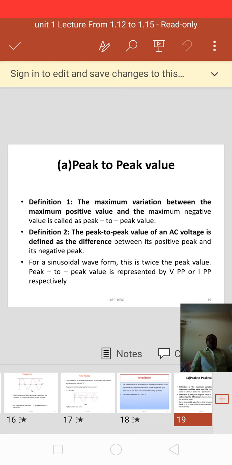Now, voltage peak to peak is represented by V peak to peak, and current peak to peak value is represented by I peak to peak respectively.